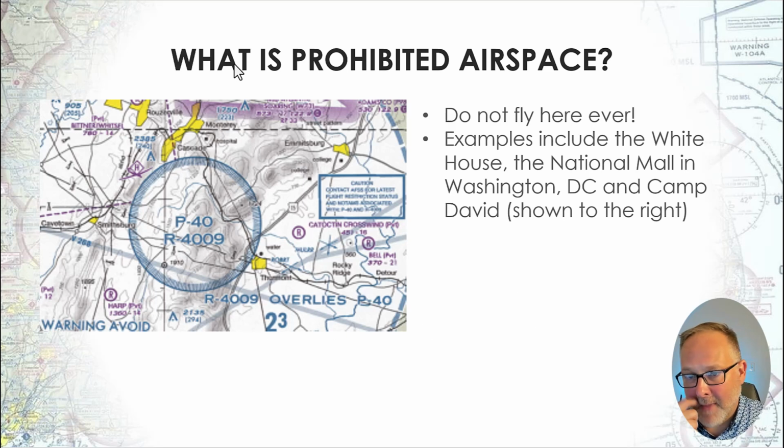What it looks like on the map is this blue circle here, not always circles, but with the tight hatch teeth marks, these long teeth marks on it. They start with the P, and that's the important part. So P-40, this is prohibited airspace.